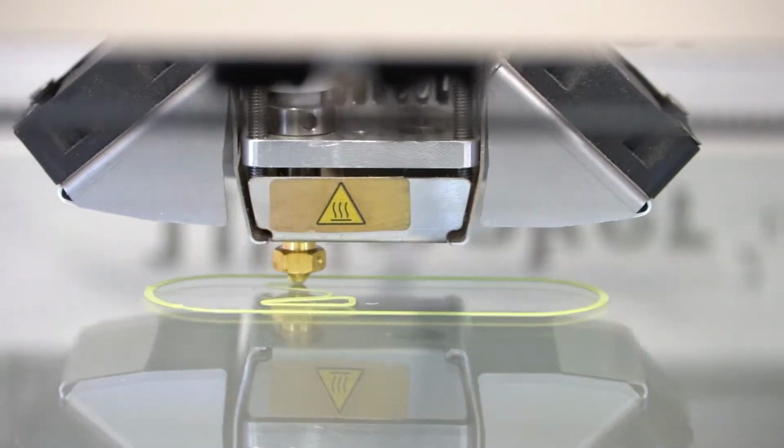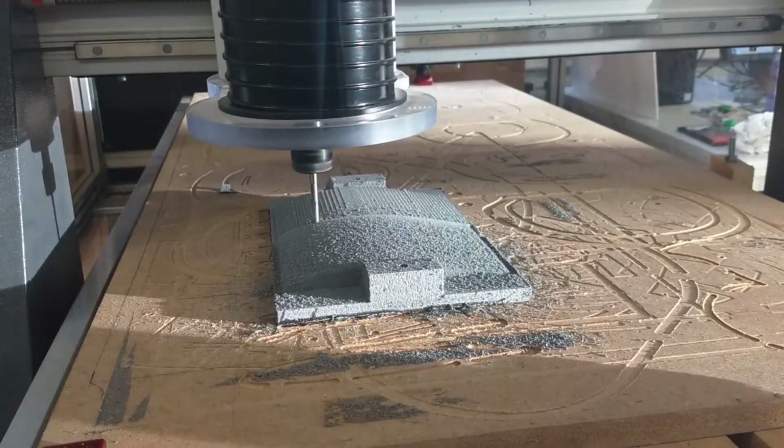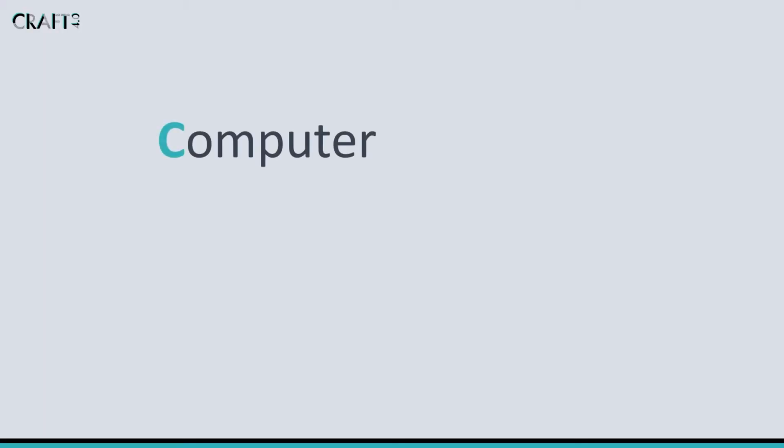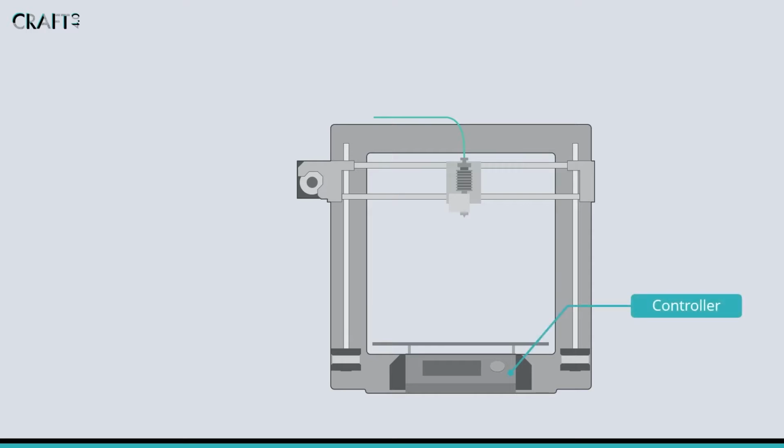3D printers, CNC mills and lathes, or laser cutters are all examples of computer numeric control, or CNC machines. They are all based on a machine controller reading an instruction file which describes the movement and operation of the machine tools as they add or subtract material during manufacturing.